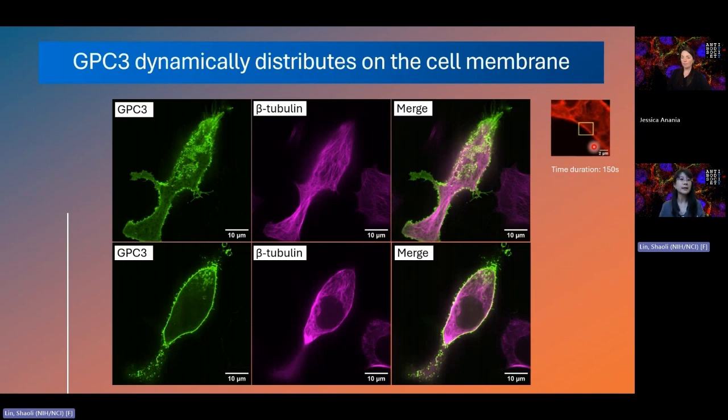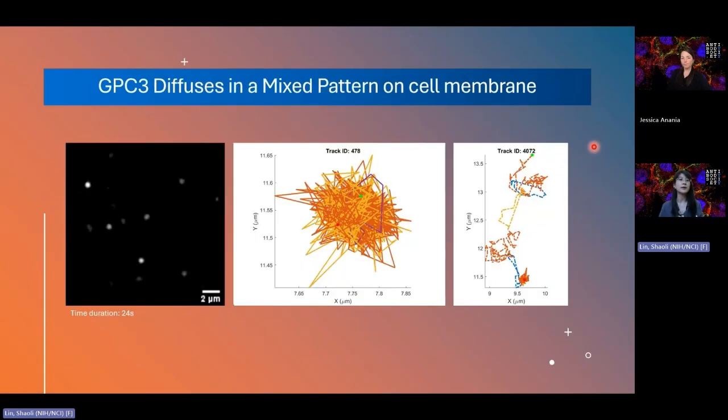indicating that GPC3 has very high dynamics on the cell membrane. So to further investigate the single molecule dynamics of GPC3, I performed single molecule tracking of GPC3 molecules on the cell surface. And yeah, what microscope did you use to do this tracking? Is it also the confocal or a higher resolution? Not confocal, it's a single molecule tracking microscope, the HiLo microscope.